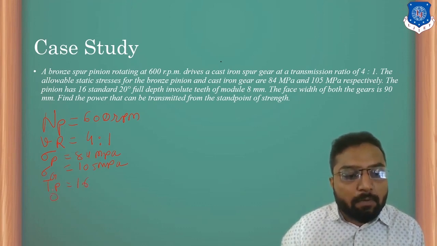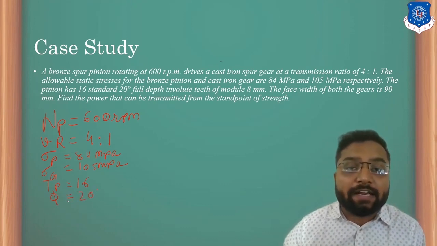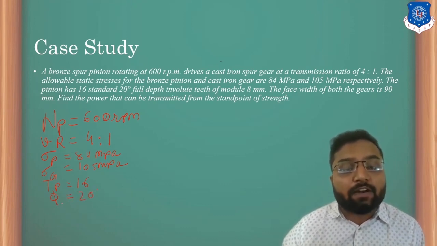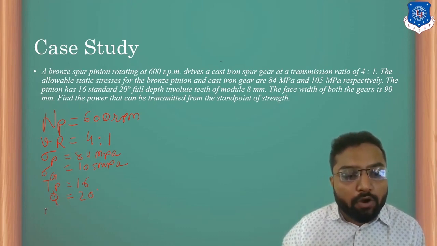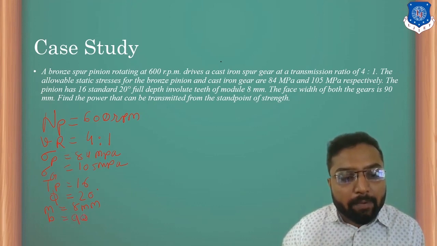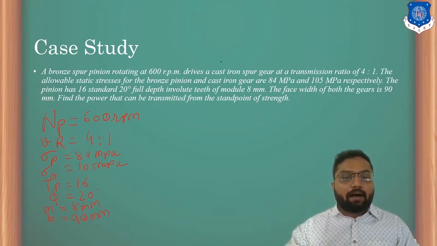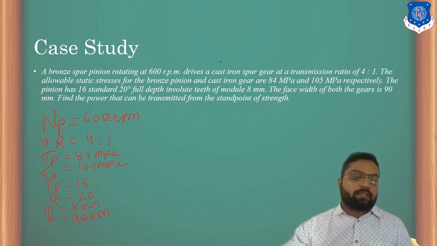We have a gear system with a 20 degree angle, which will help us find our tooth form factor Y. The module given here is 8 mm and the face width of both gears is 90 mm. So all we have to find is the power that can be transmitted from the standpoint of strength.